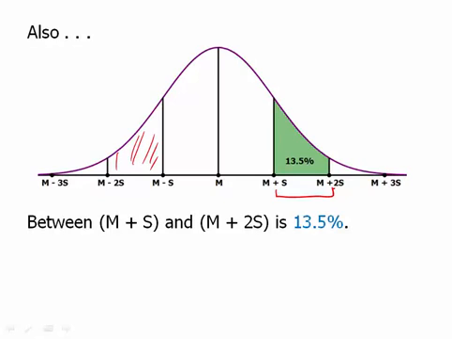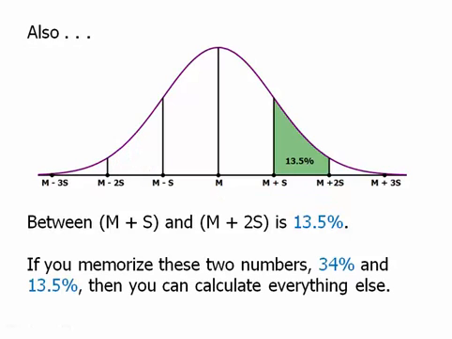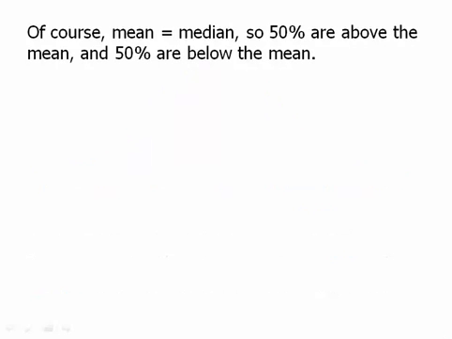And from these pieces, you realize you could build all kinds of things. For example, we could ask from the mean to two standard deviations above the mean, how much would that be? Well, that would be 34% plus 13.5%, and so that would be 47.5% of the population. All you have to do is memorize those two numbers, 34% and 13.5%, and you can calculate everything else. Of course, the mean equals the median, so 50% are above the mean and 50% are below the mean. That's always true for a normal distribution.